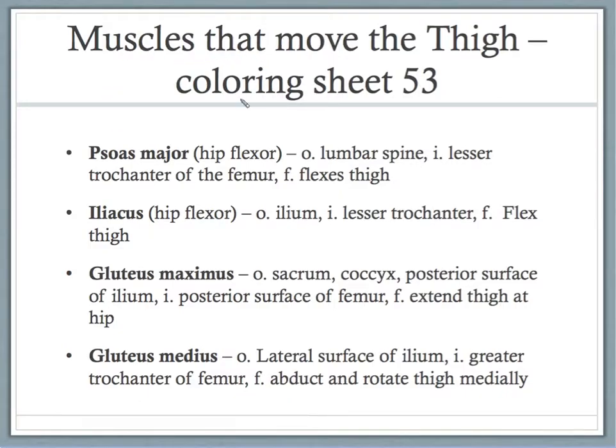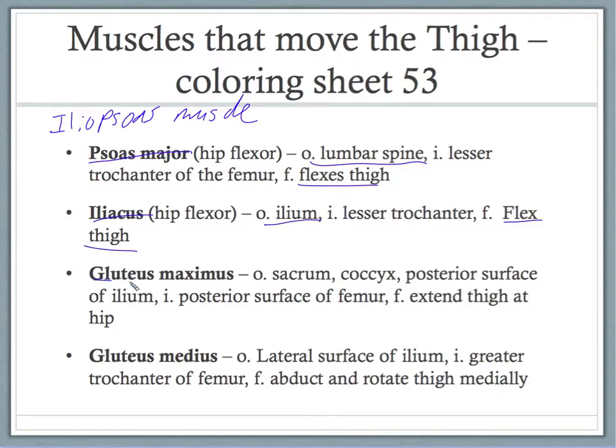So first, muscles that move the thigh. You have a couple of them. We're going to start with the psoas major and your iliacus. Combined, they form what's known as your ilio-psoas muscle. This is your hip flexor. Your psoas major originates at your lumbar spine. Your iliacus originates at your ilium. They both insert at the lesser trochanter of the femur. Their function is to flex the thigh and decrease the angle between your thigh and your hip, essentially. So they allow you to raise your hip, raise your knee, is what they do.